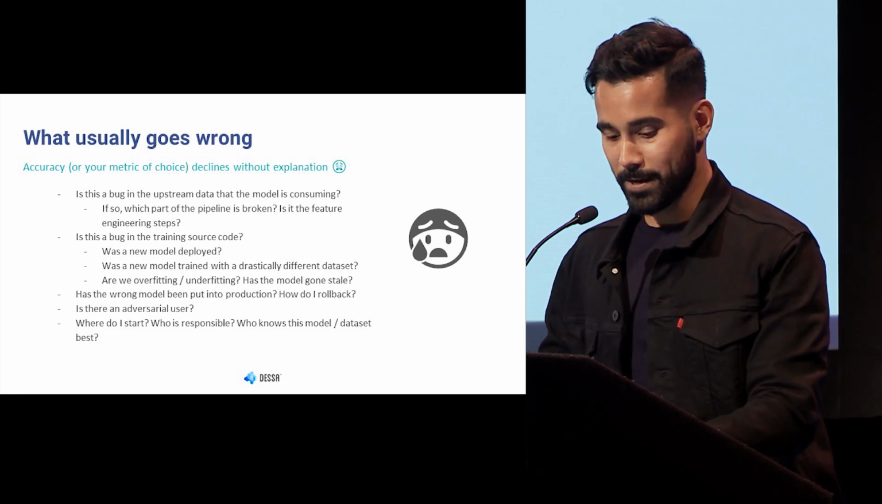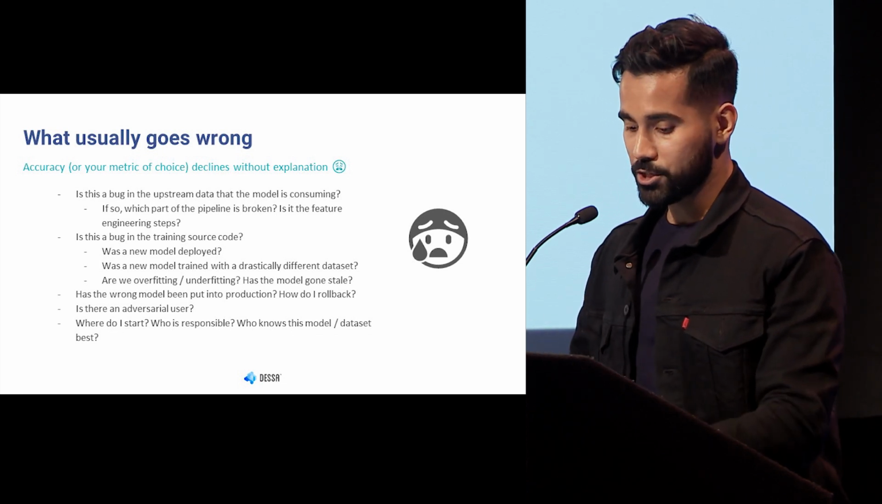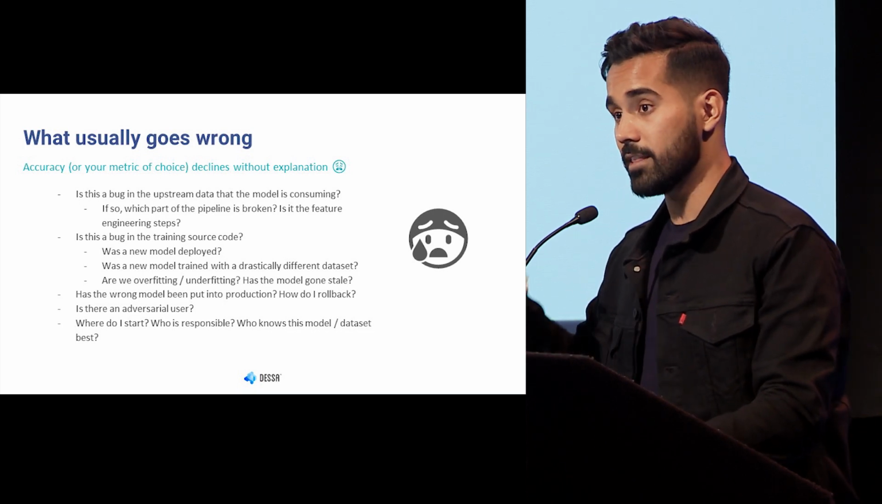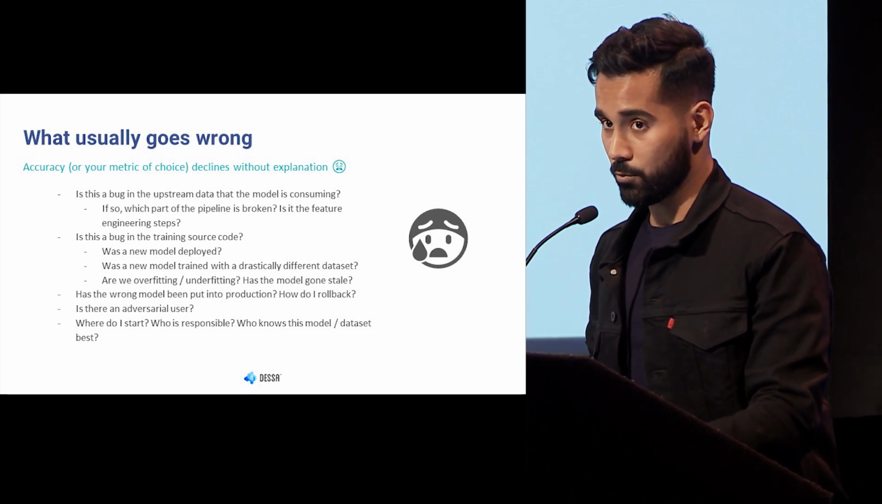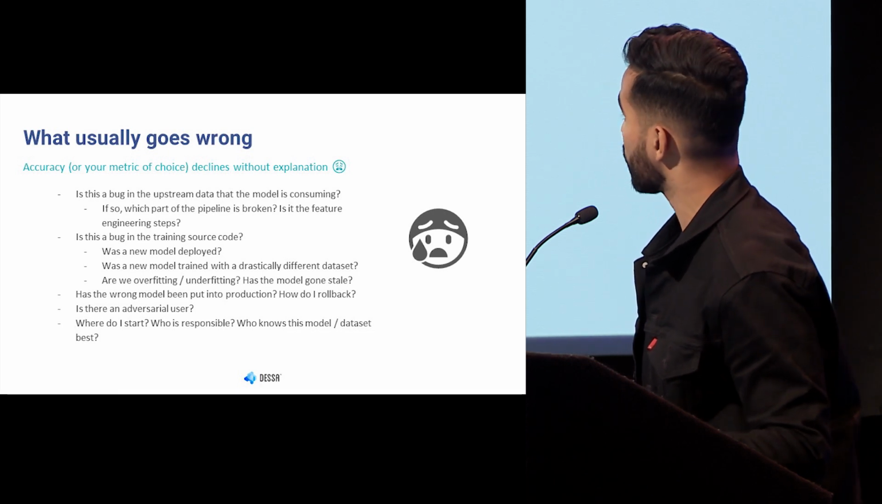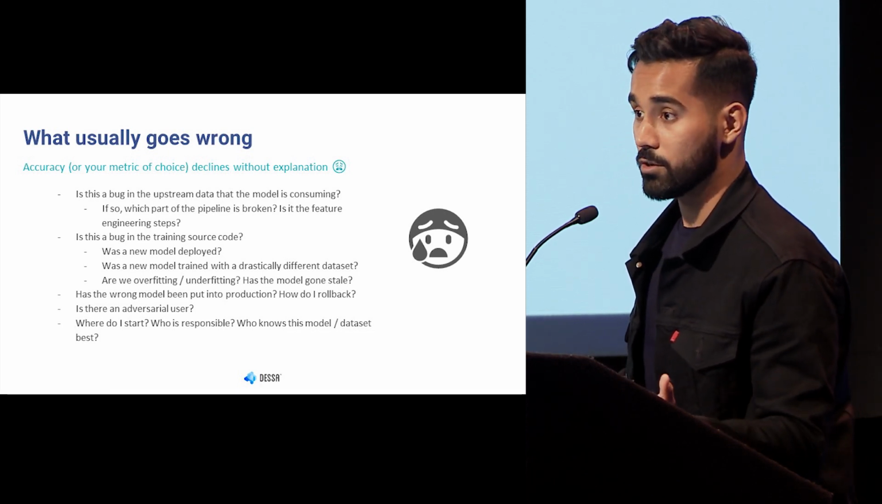Imagine the scenario, right? Your company has embraced ML significantly and you have several models put into production. From your busy day, you take some time to look at some of the metrics of your model and find that there is a steep decline, right? And now you need to investigate what happened. But you notice this, and then you have to ask yourself various questions, right? Is this a bug in the upstream data that the model is consuming? You don't know that, right?